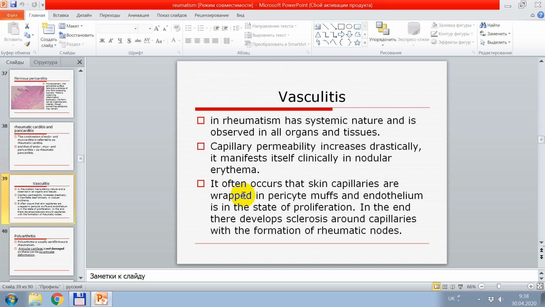Vasculitis. Rheumatism has a systemic nature and is observed in all organs and tissues. Capillary permeability increases drastically. It manifests itself clinically in nodular erythema. It often occurs that skin capillaries are rapidly depleted of pericytes, and the endothelium is in a state of proliferation. In the end, sclerosis develops around capillaries with the formation of rheumatic nodules.